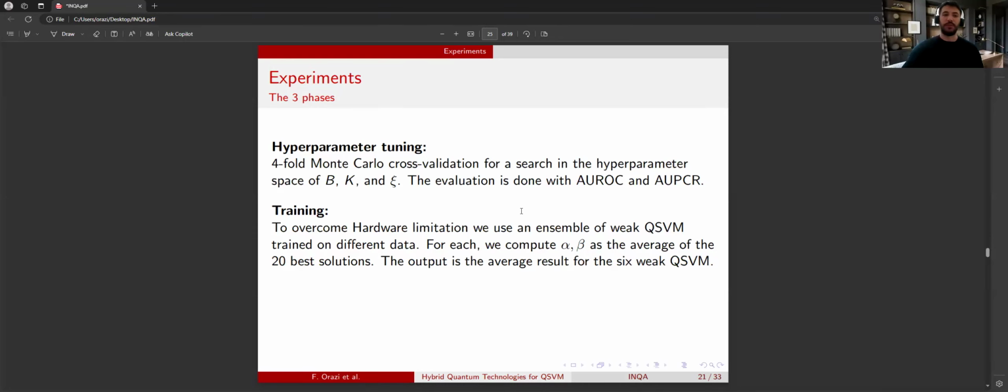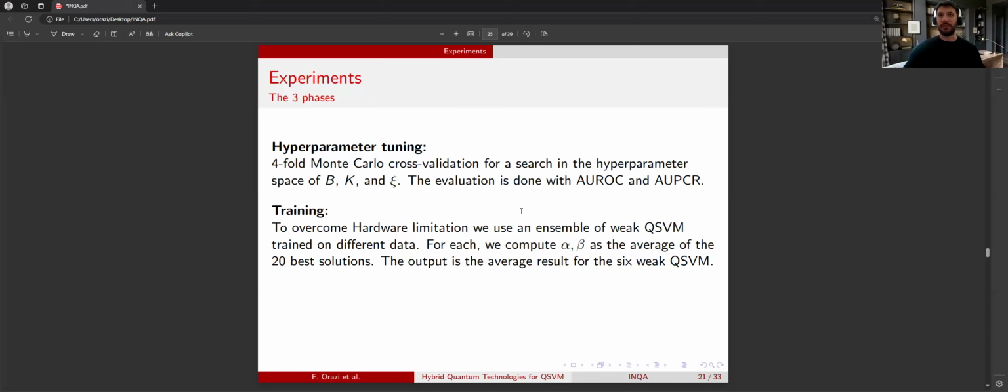So the input goes into the quantum kernel. The quantum kernel outputs some value to measurement that goes into the kernel matrix. And the kernel matrix is then utilized for the QUBO formulation that goes into the annealer that outputs a solution. The main problem here was the fact that the annealer was not able to accept a 300 by 300 matrix.